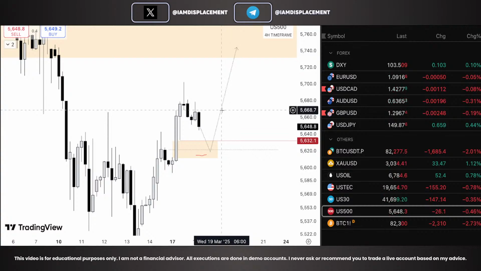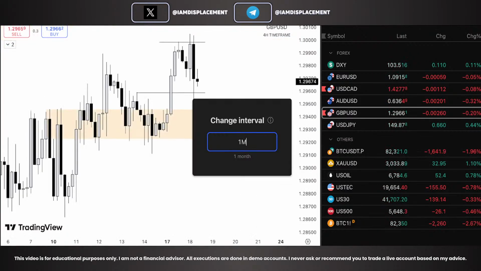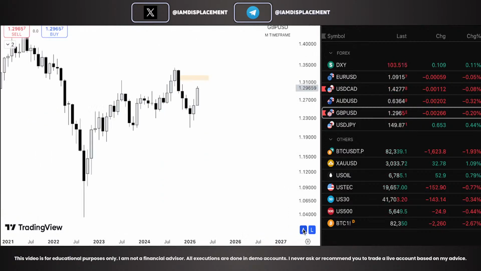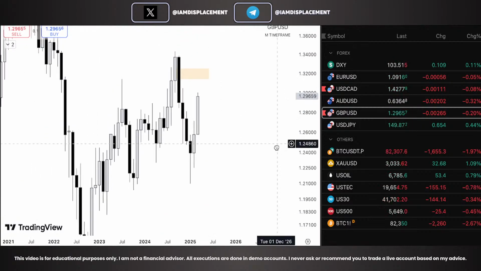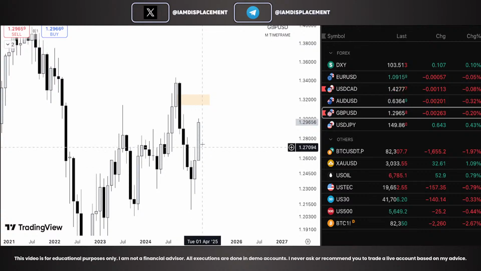Sorry, there is a monthly OB in GU. Let's see whether there is a monthly OB or not in GU. 1 month. It's there, but it already got tapped. Bearish, bullish was also there.